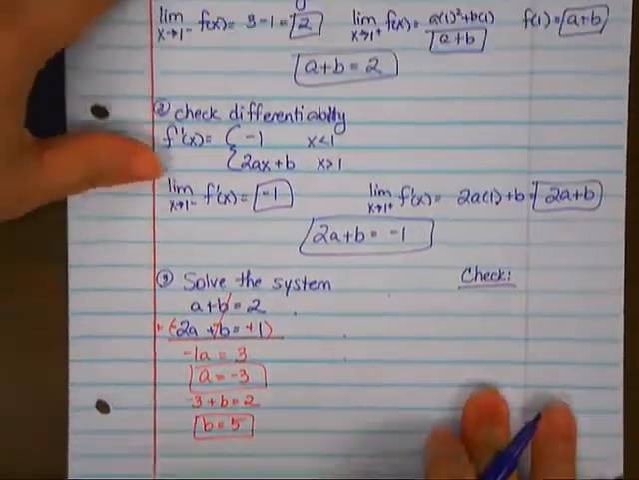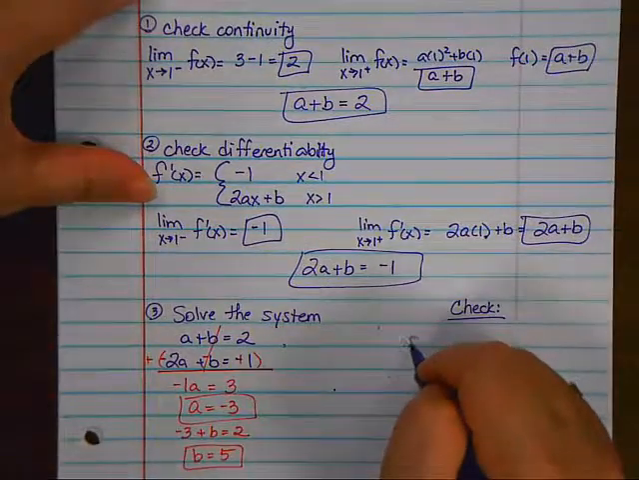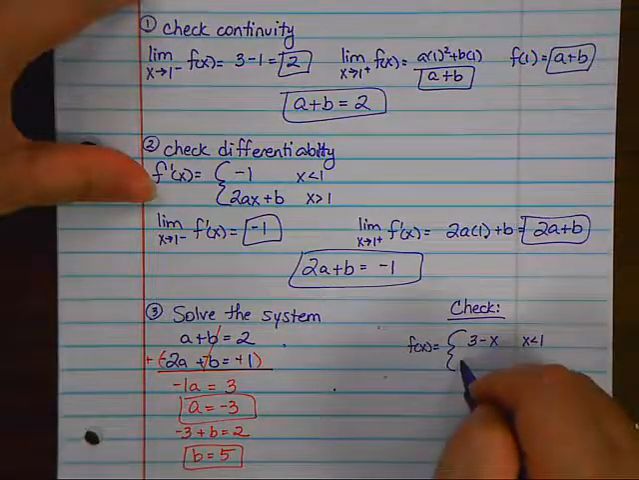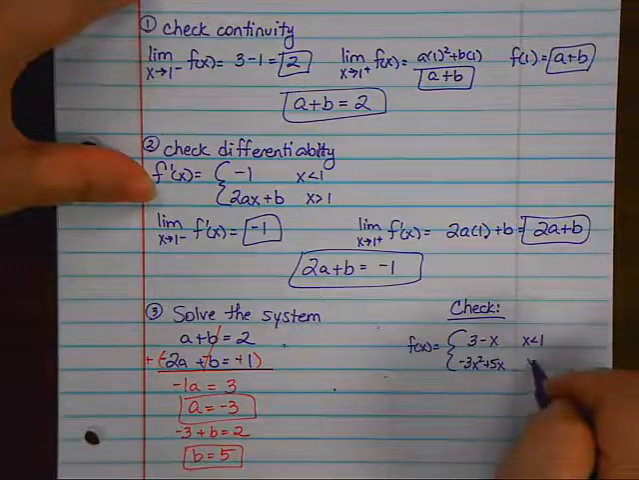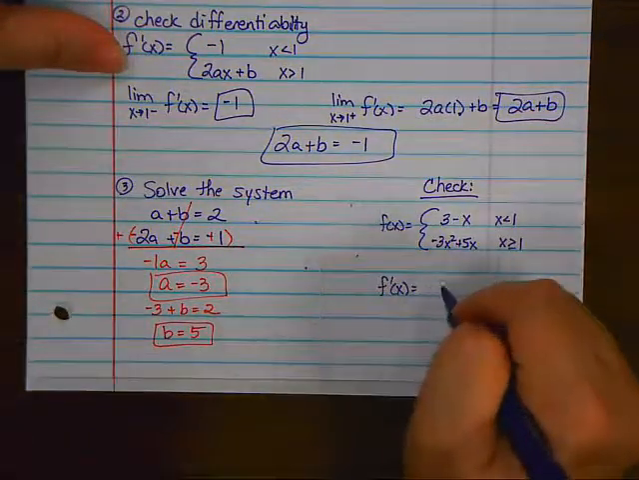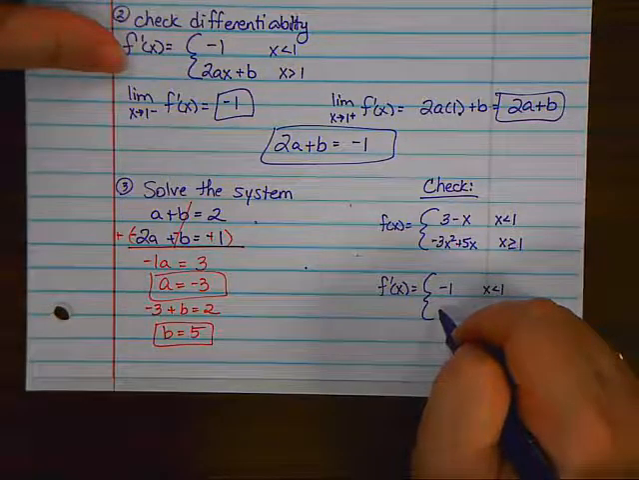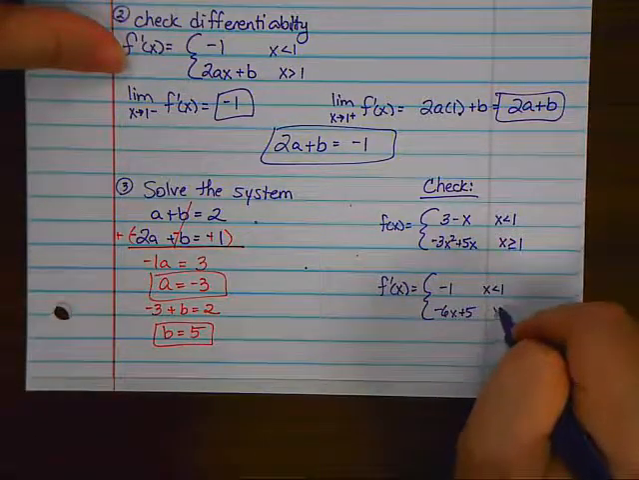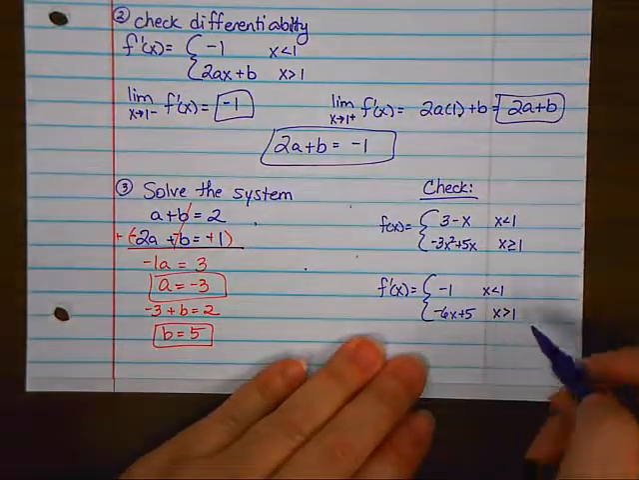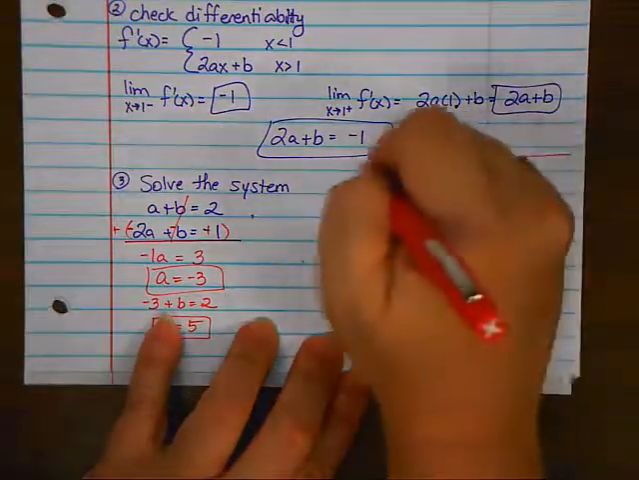Okay? What you need to do is take both the derivative and the original and plug in the values for a and b. Just write the equations down. So, watch this. F of x equals 3 minus x, x is less than 1. Negative 3x squared plus 5x, x is greater than or equal to 1. The derivative is negative 1 for x is less than 1. 2ax, 2 times negative 3 is negative 6x plus 5 for x is greater than 1. And now that we are forcing them to be differentiable, you can put the equals on either one of these. I'm going to put it on that one. Okay, I'm going to box this in as the check.